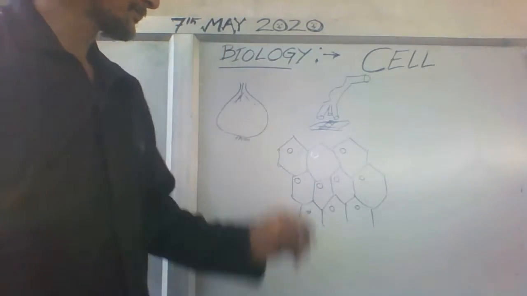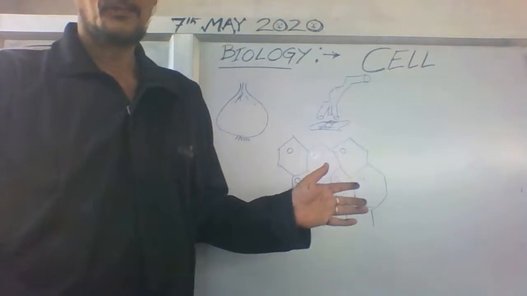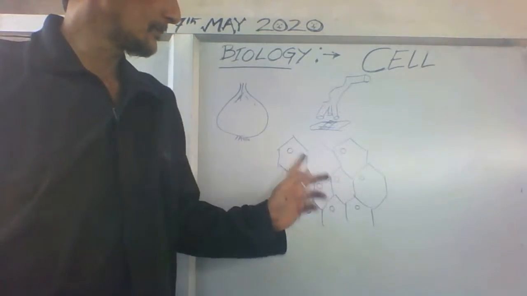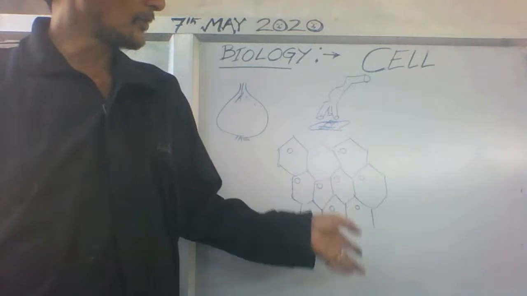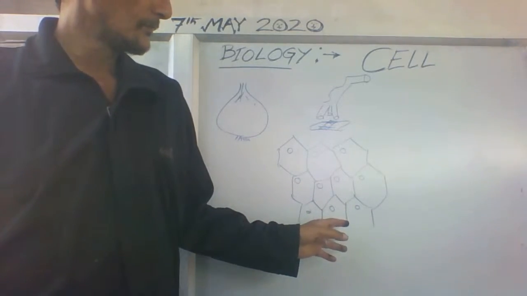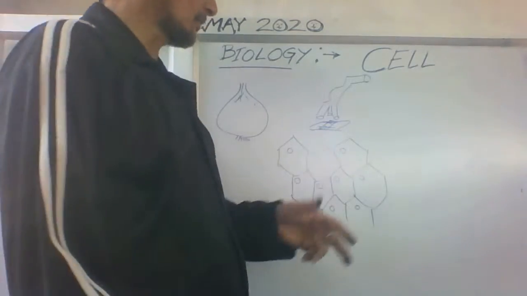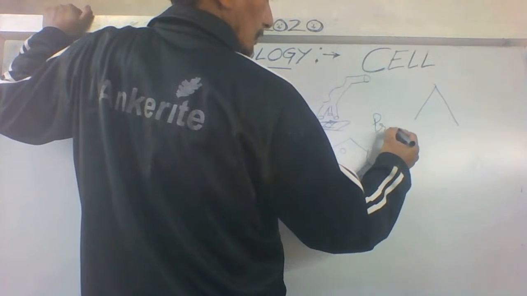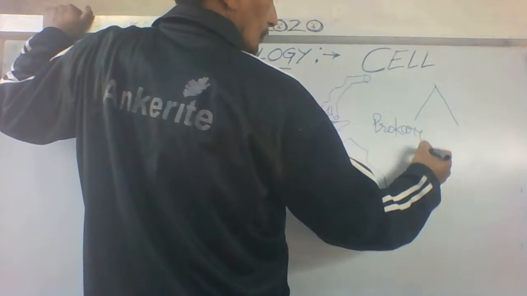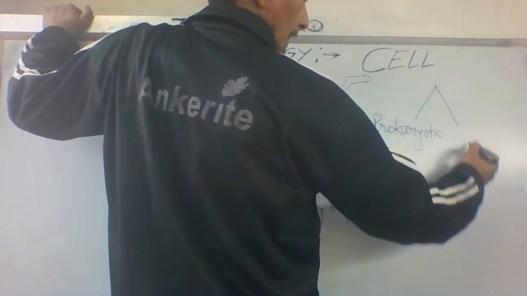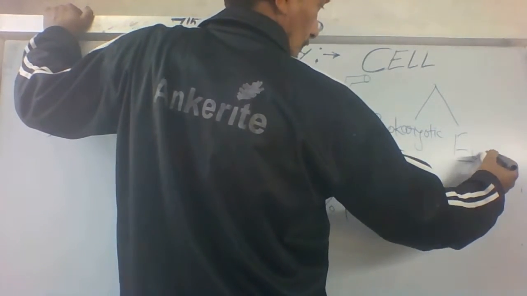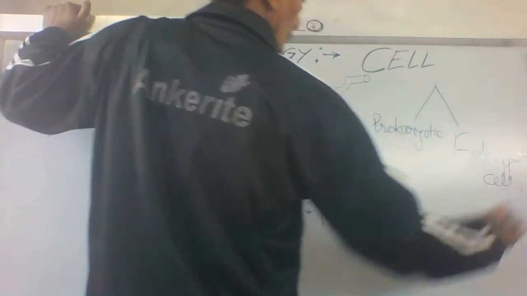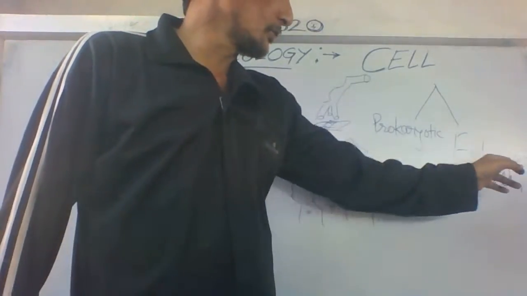This is a cell structure. In this cell structure, you can easily watch that this is a single cell. In biology, these single cells are categorized in two parts. What are those two parts? One part is called prokaryotic cell, and the other part is called eukaryotic cell. Now, what is this prokaryotic and eukaryotic cell?